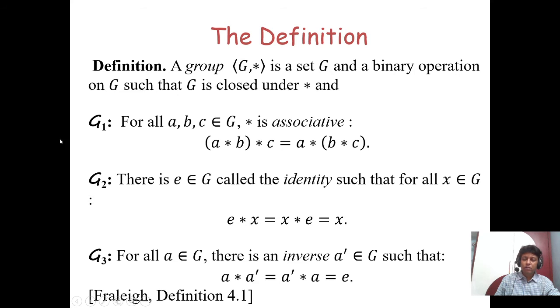So G1, star should be associative. G2, there exists an identity element e belonging to G such that e star x equals x star e equals x. Number 3, for all a belonging to G, there is an inverse element a prime belonging to G such that a star a prime equals a prime star a equals e. So these are the three, and this is from the definition in the book. You can follow the book.